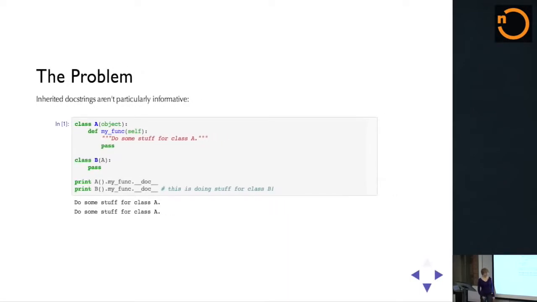The reason why I started playing around with metaclasses was I was trying to use nose to run some test suites, and I ran into this problem where nose will print out the docstring of your methods as it's running them. And these docstrings aren't necessarily particularly informative. So if you have some class A, and it has a function called myfunc, with some docstring for the function, and then another class that inherits from A, and then you look at the docstring for both of those functions, they're the same docstring. So you don't actually know if you're getting that function through class A or through class B.